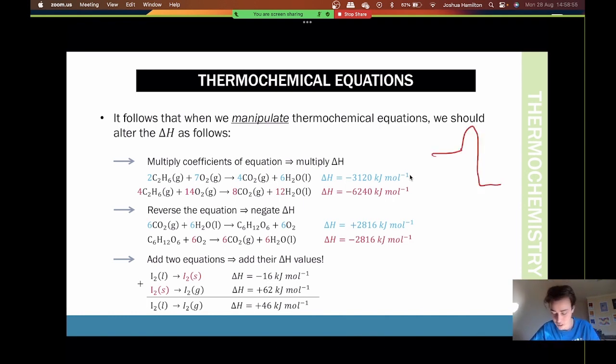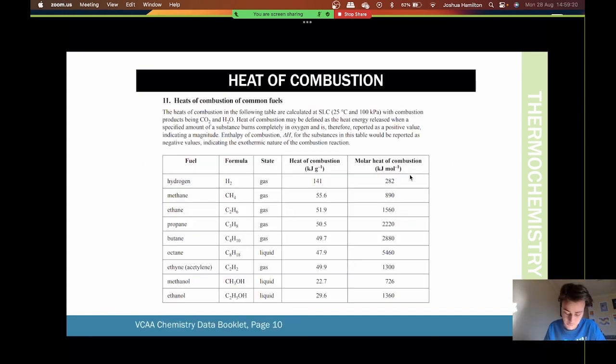That's a terrible little drawing, but if you're going this way, then that's going to be your delta H going down. But if you're going this way, your delta H is going to be this going up. So therefore you're going to have positive. It's just going to change. And also know that if you divide, you're going to divide as well, etc. All that sort of stuff. Also know that if you add equations together, you're going to add them. So it makes sense. You're going to add the delta H's together, and therefore you're going to have a different delta H at the end.